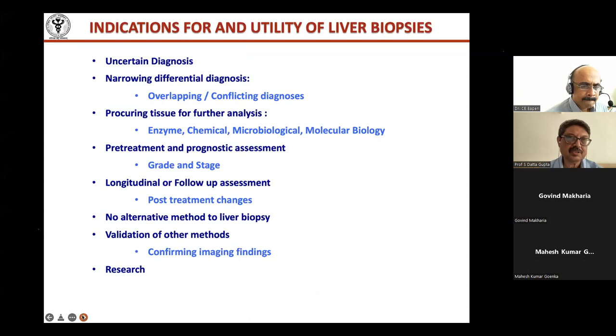So if you come to the indications presently, it's for uncertain clinical diagnosis, at least narrowing down differential diagnosis. You can procure the tissue for further analysis, like enzymes, chemicals, microbiological, molecular biology, for grading and staging of various liver diseases, especially chronic hepatitis and NASH, for follow-up assessment once you have graded and staged them. And if there's no other alternative method left, your imaging is unhelpful, your non-invasive techniques are unhelpful, then many a time you resort to a liver biopsy. And of course, to confirm the results of other tests and research.